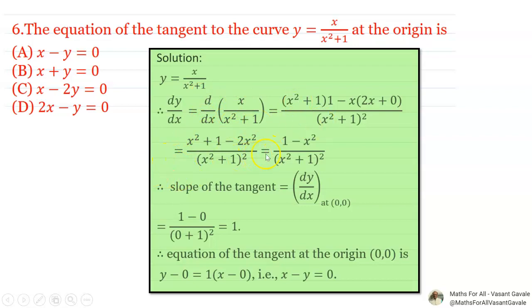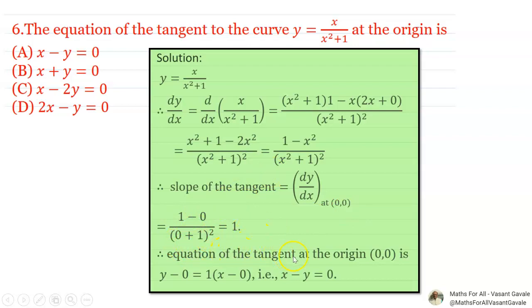And therefore you will get x square plus 1, derivative of x is 1, minus x into derivative of x square plus 1, which is 2x plus 0, upon x square plus 1 whole square. Simplification: x square plus 1 minus 2x square. Then you will get 1 minus x square upon x square plus 1 whole square. The slope of the tangent dy by dx at the origin is asked. Therefore at 0 0 it is 1 minus 0 upon 0 plus 1 whole square, which is equal to 1.